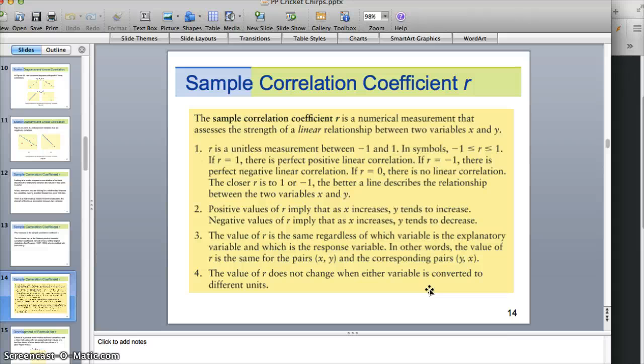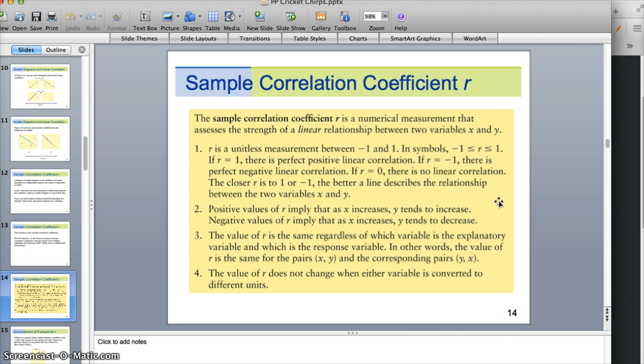And this is how you actually calculate, these are actually properties of R. The sample correlation coefficient is a numerical measurement that assesses the strength of a linear relationship between two variables x and y. R is a unitless measurement between -1 and +1. In symbols, -1 is less than or equal to R, which is less than or equal to 1.